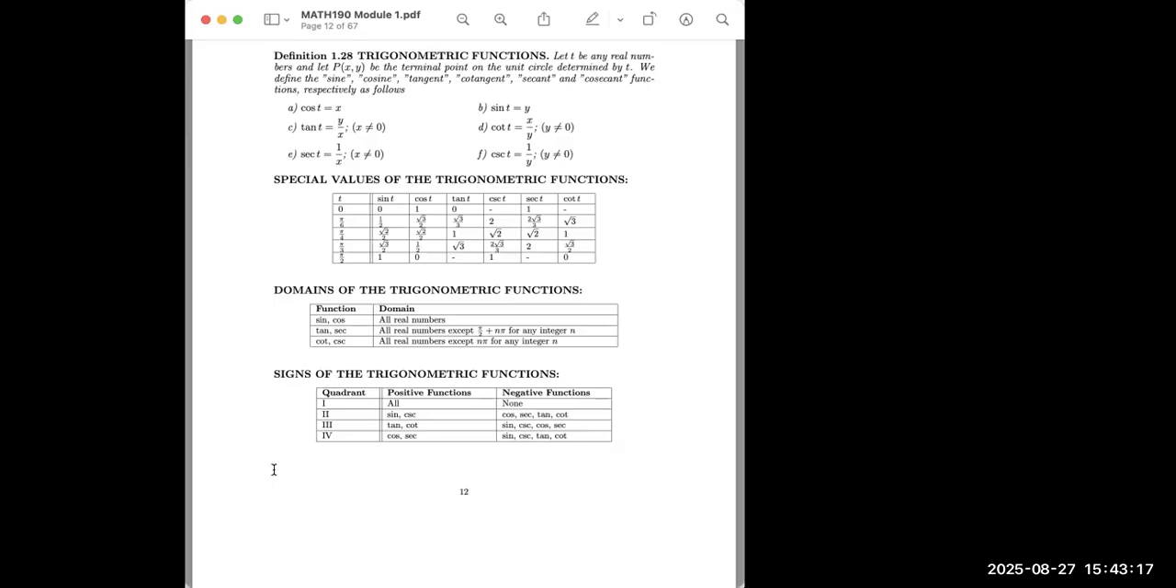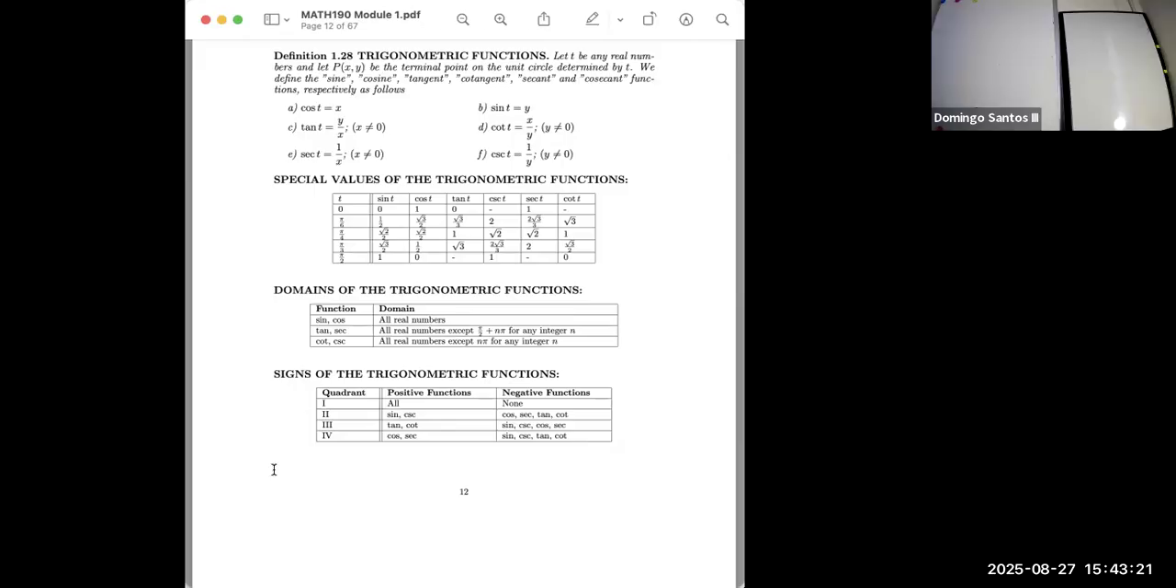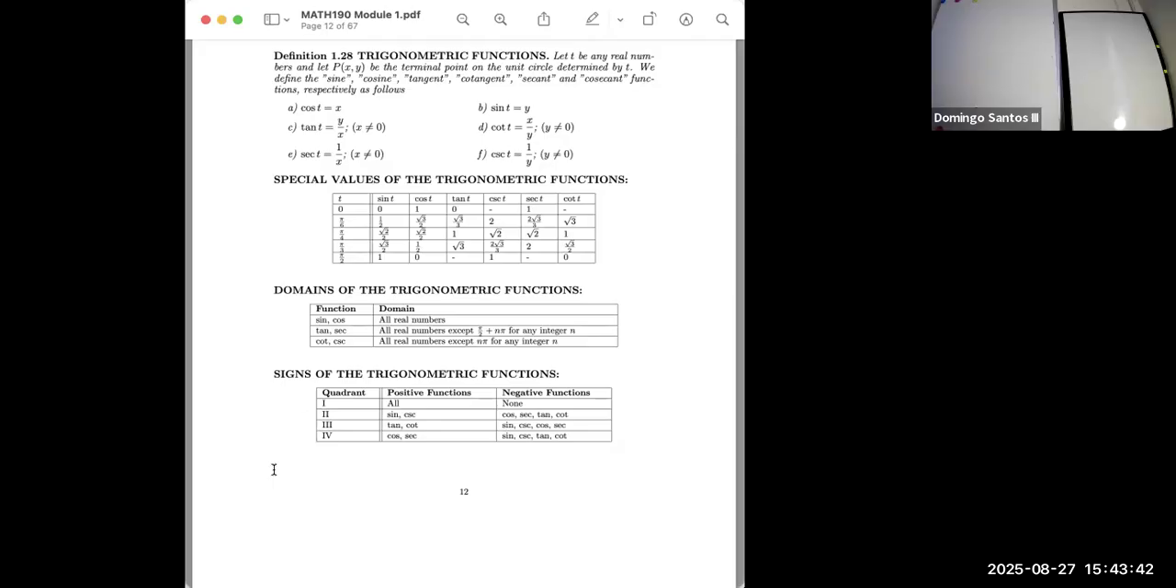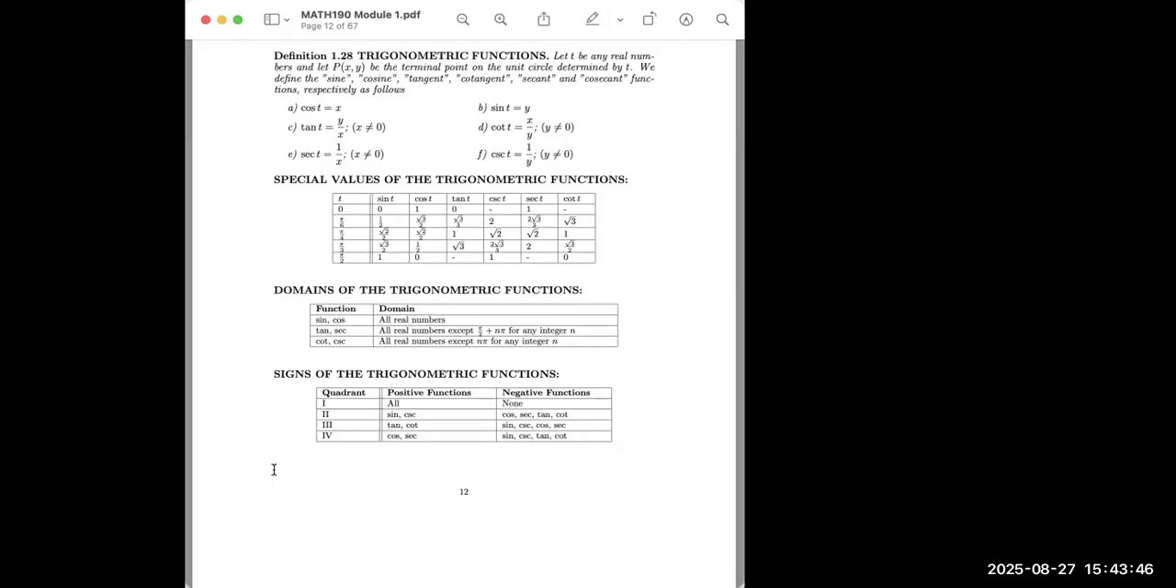Let t be any real number and let P(x, y) be the terminal point on the unit circle determined by t. We define the sine, cosine, tangent, cotangent, secant, and cosecant functions respectively as follows.